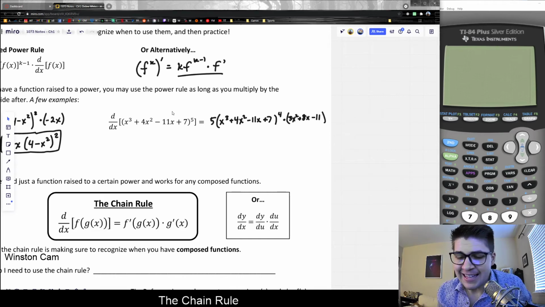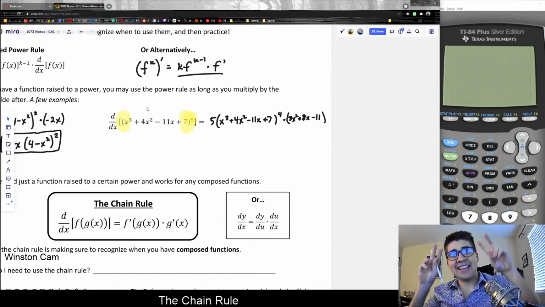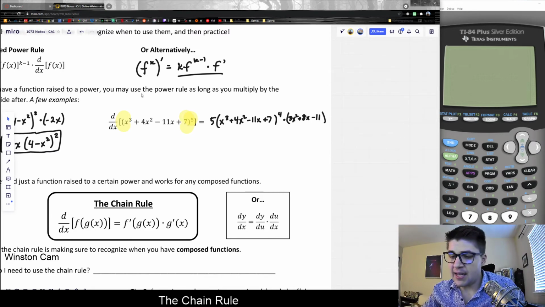What I think is important to focus on is what is inside and what is on the outside. Here, I have my parentheses raised to the 5th power. That's like the exterior function, the whole thing to the power. So I'm taking the derivative of the outside first by the power rule, and I keep the inside the same. That's exactly what this is.